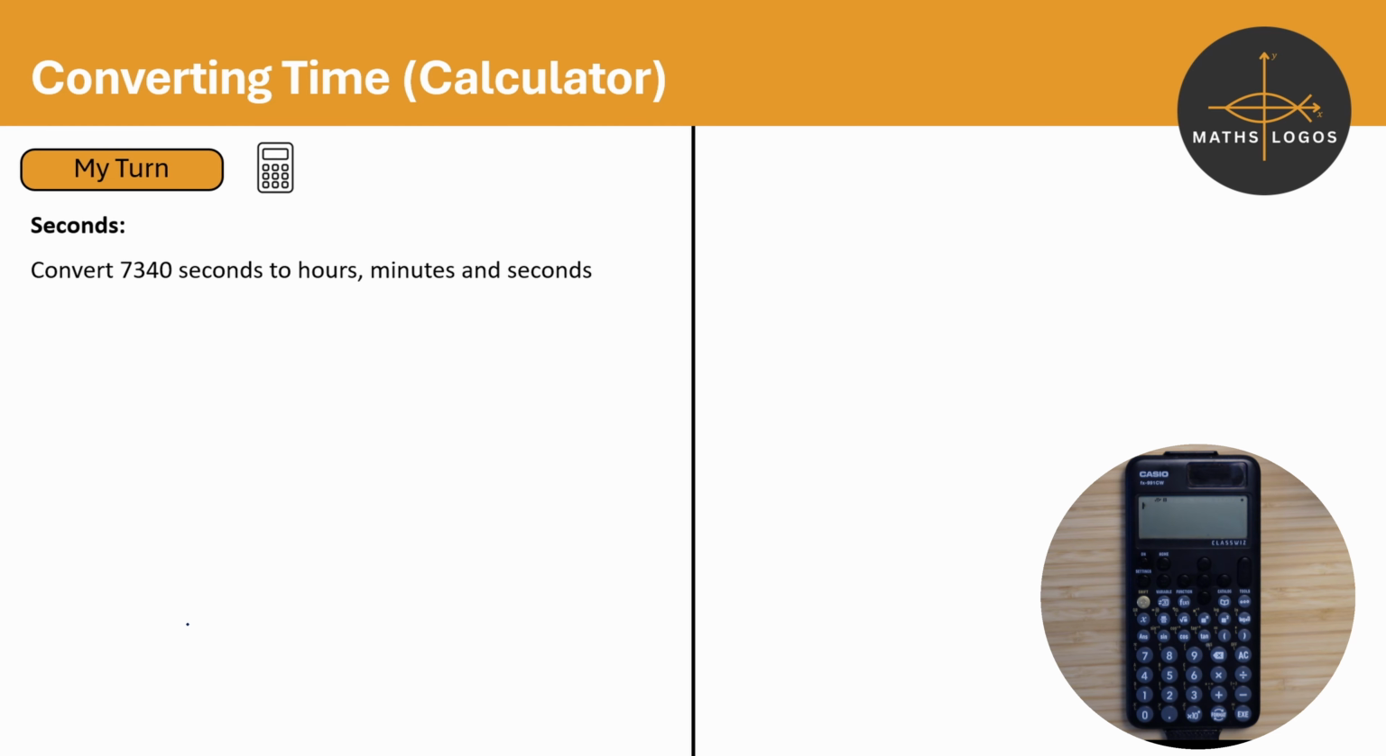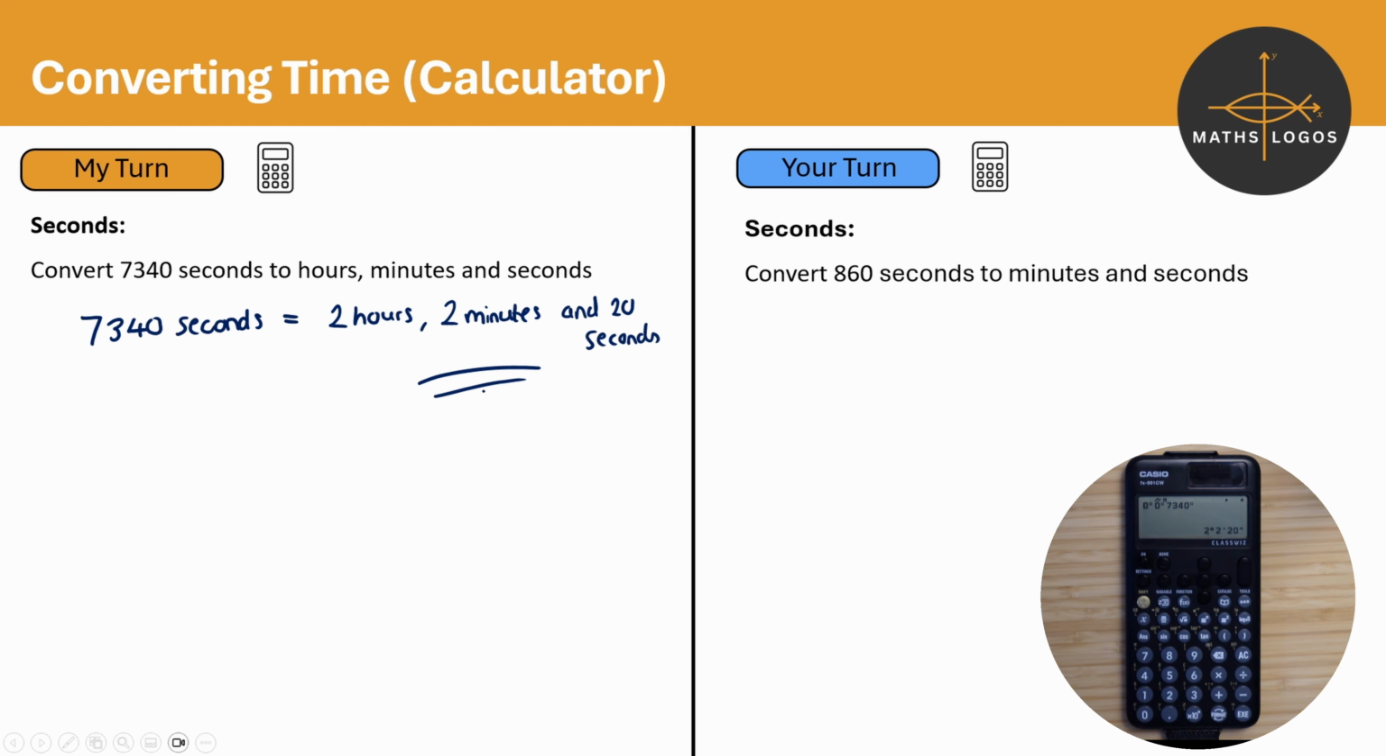Our next example says convert 7,340 seconds to hours, minutes, and seconds. Go over to my calculator, I'll type 0, Shift plus, I've got 0 hours, I've got no minutes, but I've been told that I have 7,340 seconds, Shift plus, like this. Hit the execute button, and it comes out as this, 2 hours, 2 minutes, and 20 seconds. So 2 hours, 2 minutes, and 20 seconds is my answer. Pause the video and give this question a go.